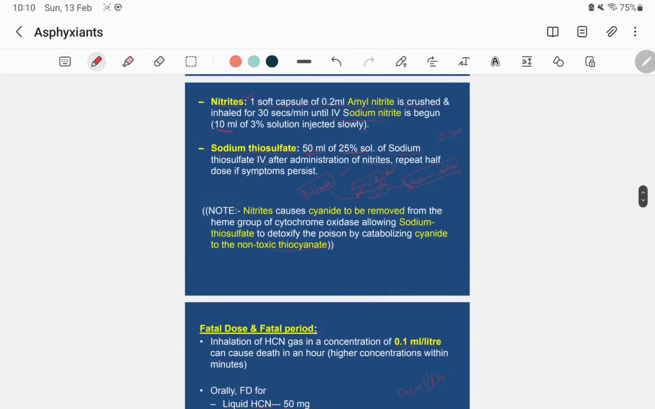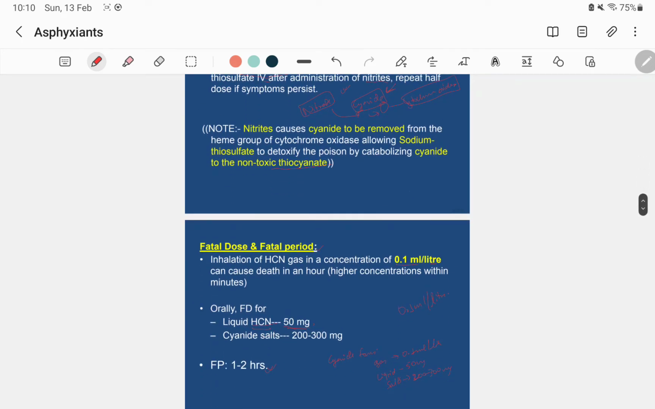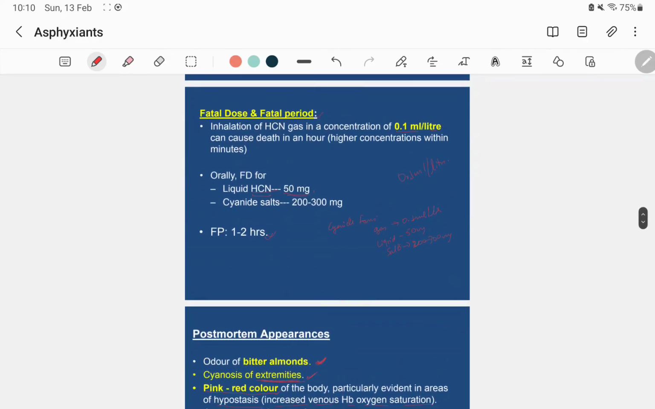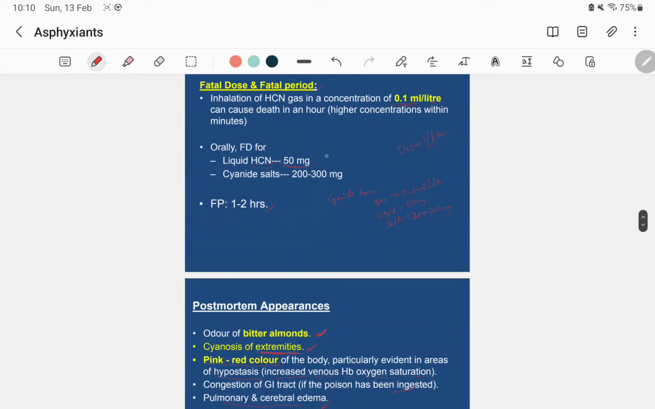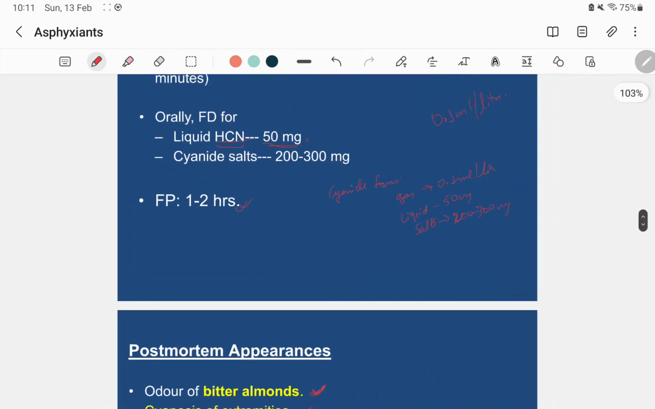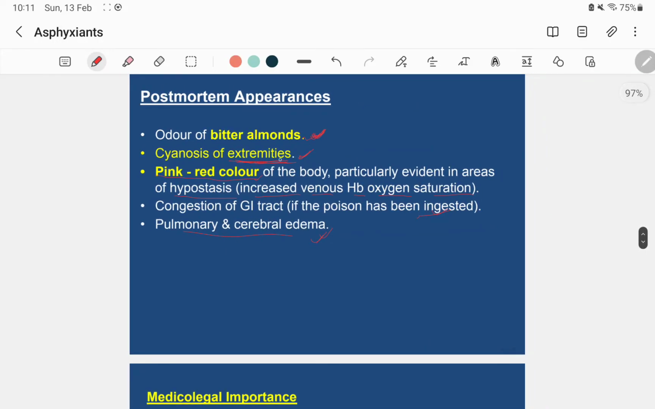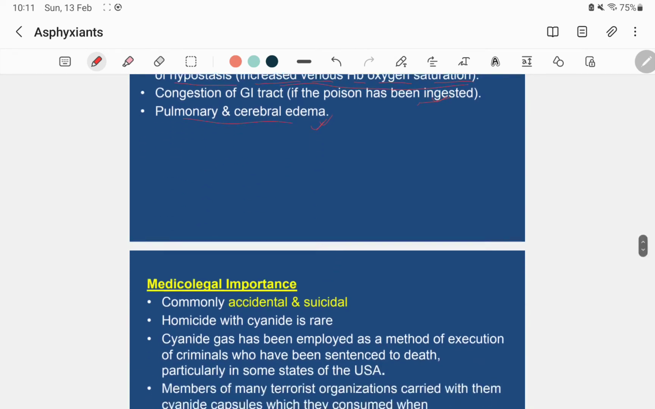And then the nitrates, there are two, amyl nitrite and sodium nitrite. And then how sodium thiosulfate acts, with the cyanide being displaced from the heme group of the cytochrome oxidase and all. And then the fatal dose in three forms: 0.1 ml in gas, 50 milligrams in liquid, and then cyanide salts 200 to 300 milligrams, okay. And fatal period is 1 to 2 hours and all, okay. The postmortem appearance is bitter almond smell, cyanosis of the extremities, pink red color of the body due to increased venous hemoglobin oxygen saturation, and all.